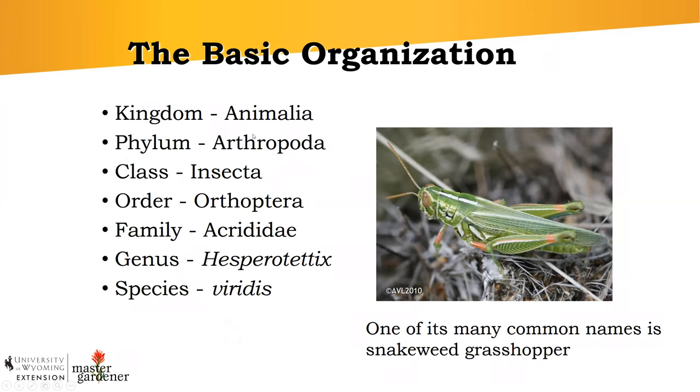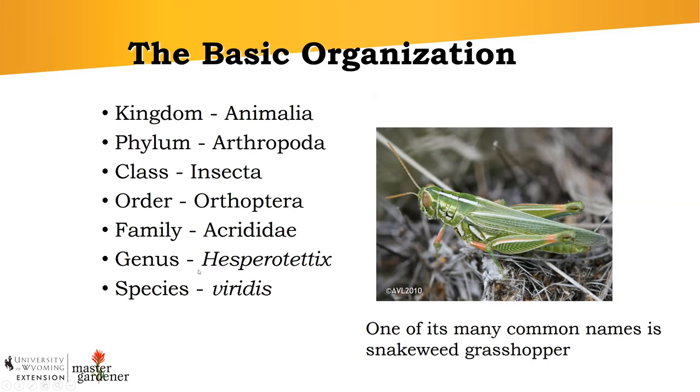The kingdom is Animalia. The phylum is Arthropoda, and that's not a misspelling. So it's an arthropod. It belongs to the phylum Arthropoda. Class Insecta, again, an insect belongs to that class. Order is Orthoptera. So tonight we're going to concentrate on identifying insects mainly to order. Family is very important, but that's more detail than we have time for tonight.